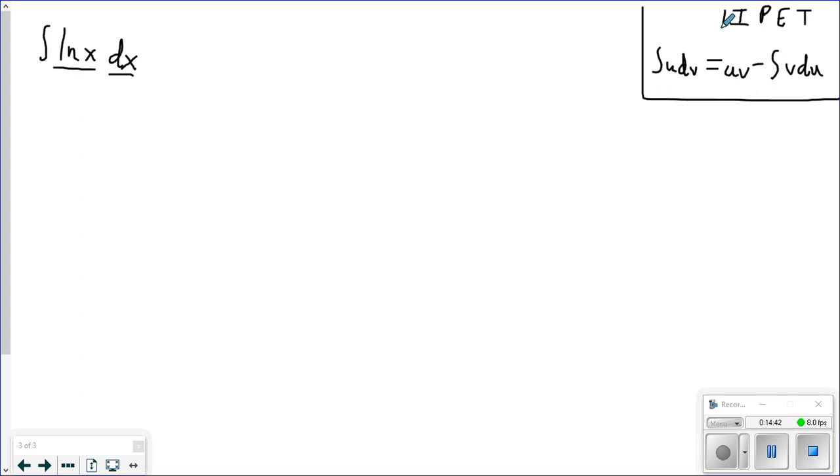Well, according to LIPET, what our guide is, the log will be u. So we'll let u equal the natural log of x. Now, of course, the derivative of the natural log of x is just 1 over x dx. Remember that differential there. And then dv just equals 1 dx or dx. If it helps you to write the 1 there to do the anti-derivative there, great. So anti-differentiating dv, I'm going to get v. Anti-differentiating dx, I'm going to get x.